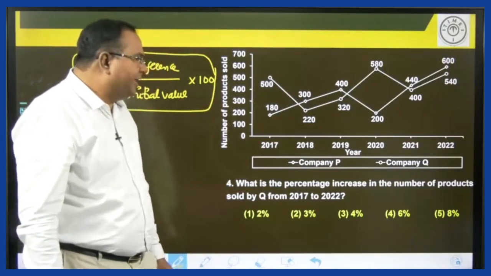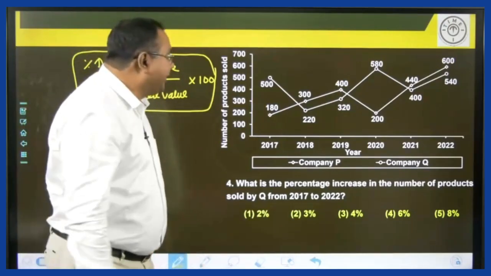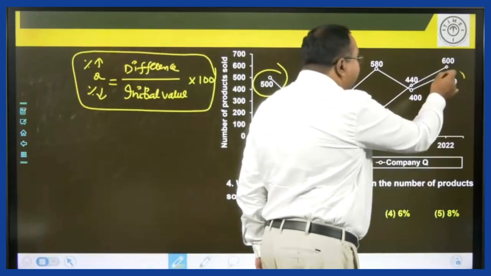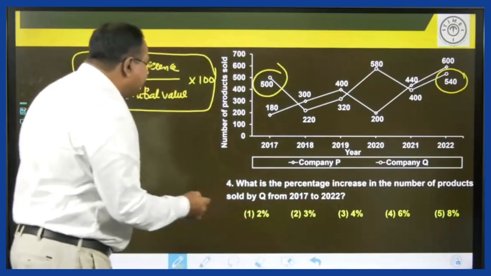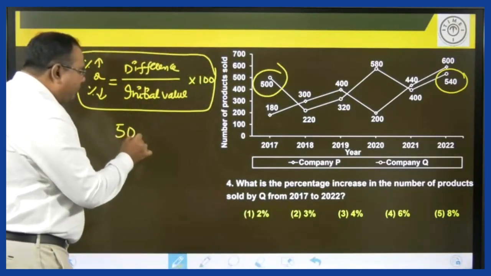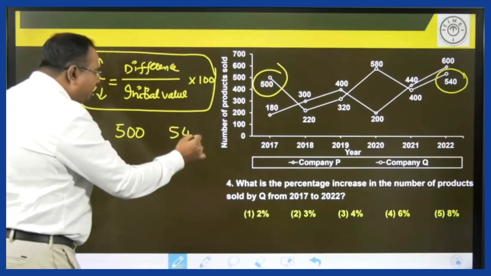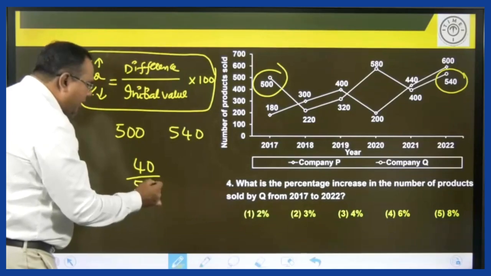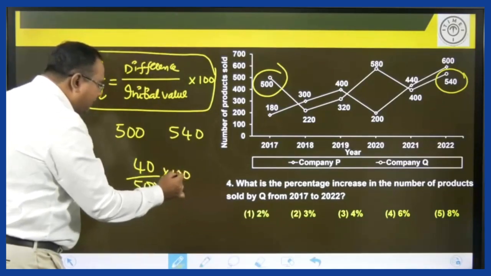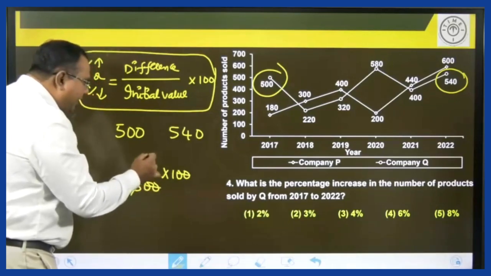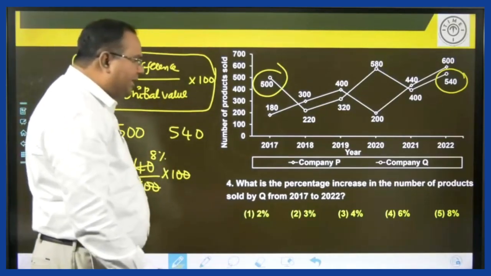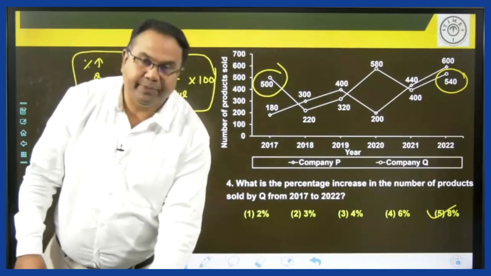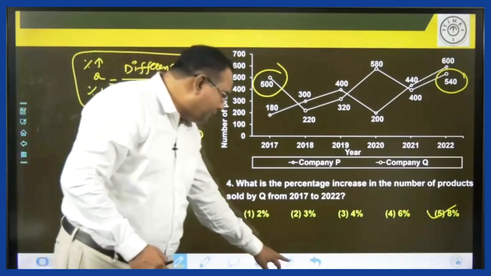So, percentage increase of Q from 2017 to 2022. Circle represents Q. 2017 it is 500. Q in 2022 it is 540. So what's the percentage increase in Q? 500 has become 540. So difference 40 upon initial value 500 into 100. So it is simply 2 zeros get cancelled. 40 upon 5, it has to be 8%. 8% is present in choice 5. Right? Let's move on to the next question, students.